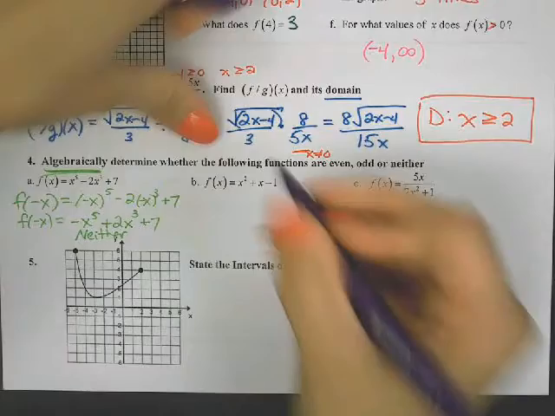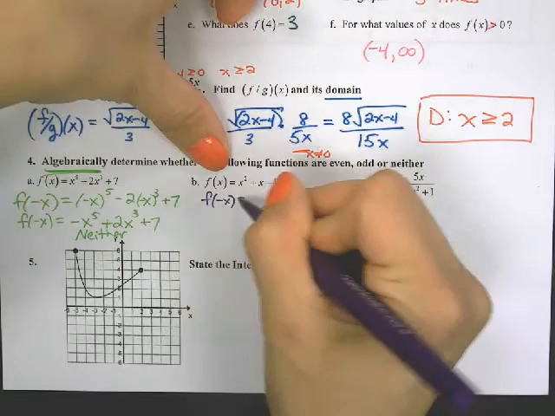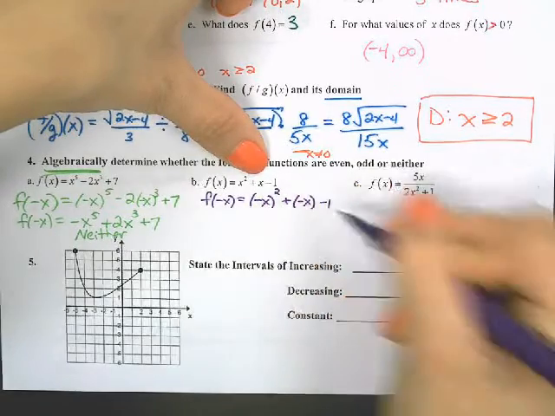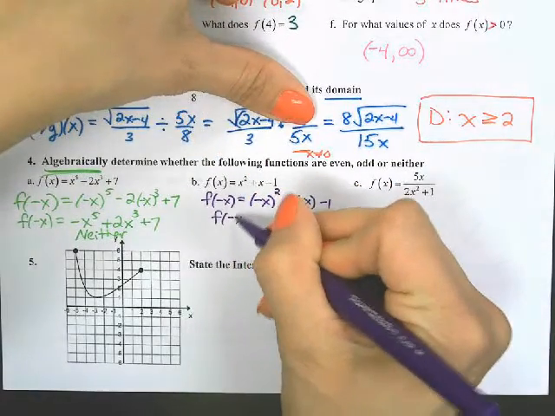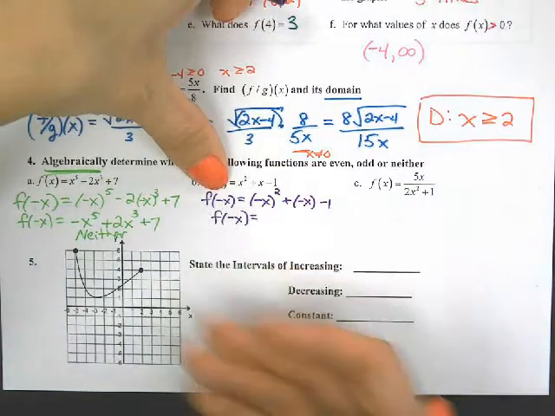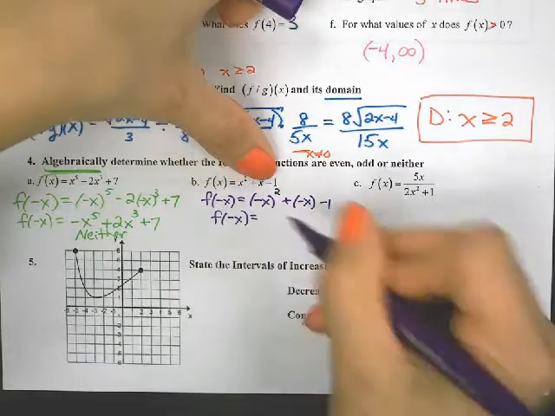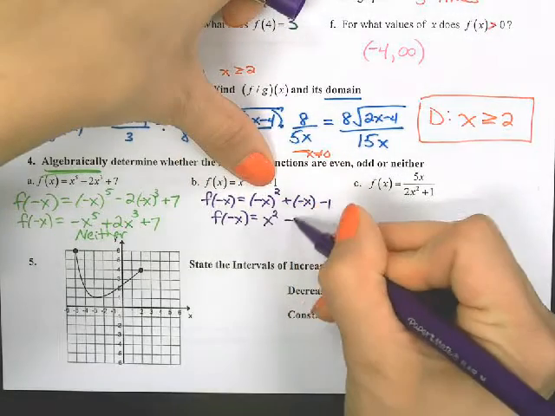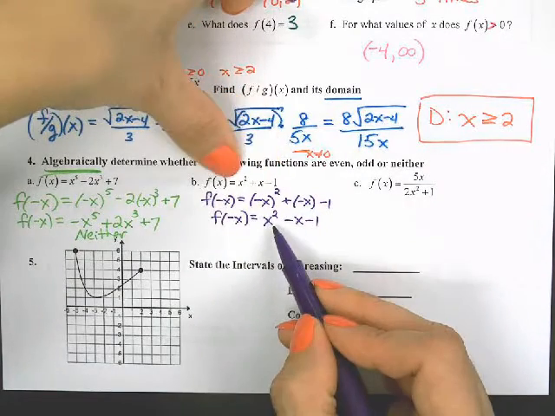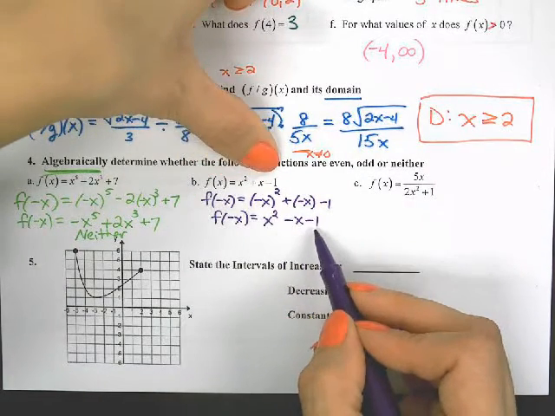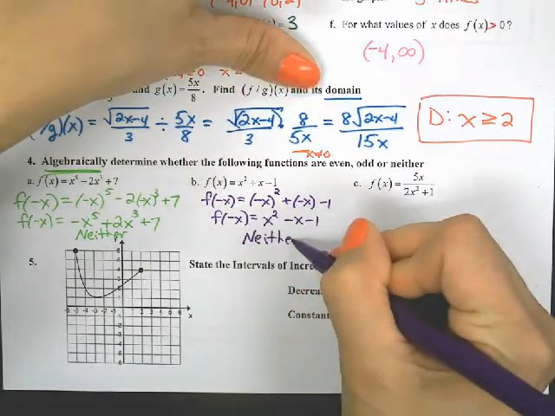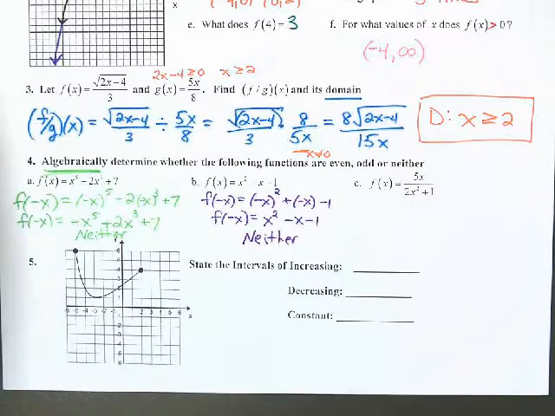Okay, part B. Let's calculate f of negative x. So negative x has to get squared, and then there's plus another negative x minus 1. Let's do the simplifying. Make sure you label your work. Don't just plug in a negative x without telling me you're plugging in a negative x. Nice work here, people. X squared minus x minus 1. Is it the same? Almost. Is it the opposite? Almost. This is another neither. So look at all the terms carefully.